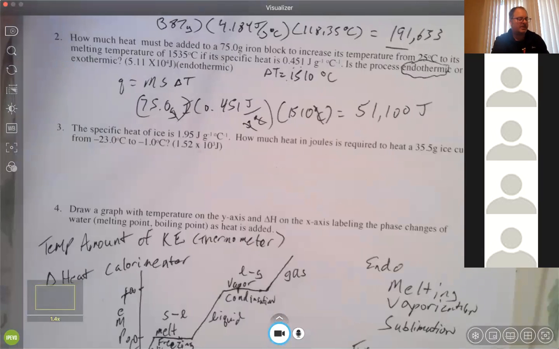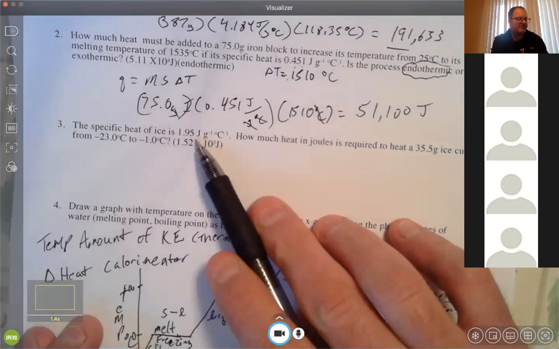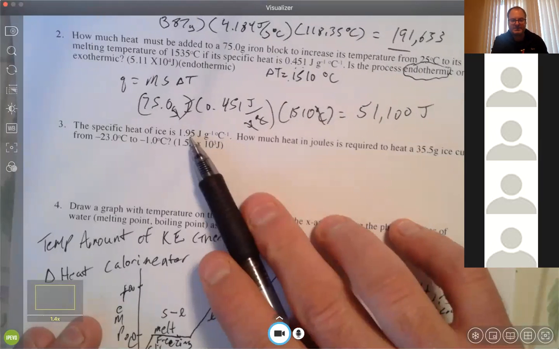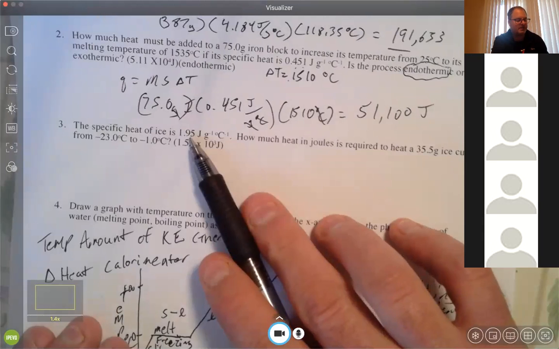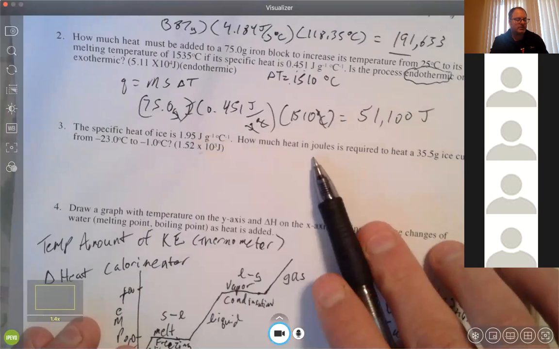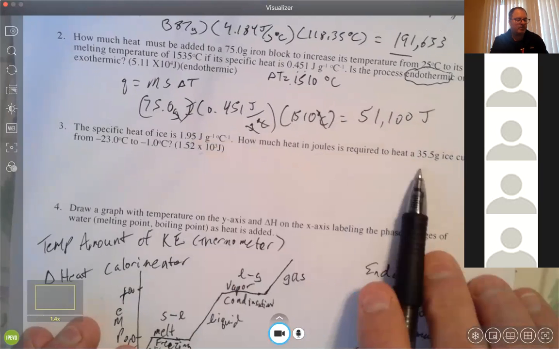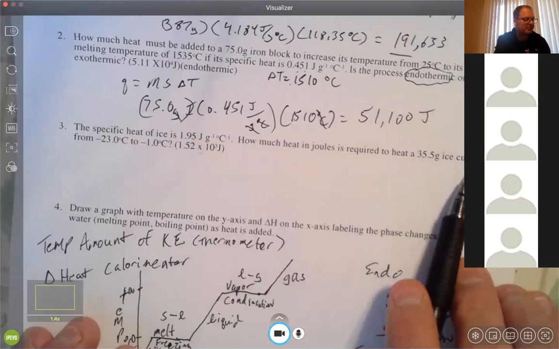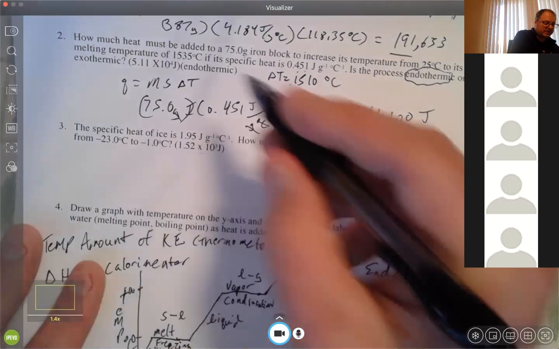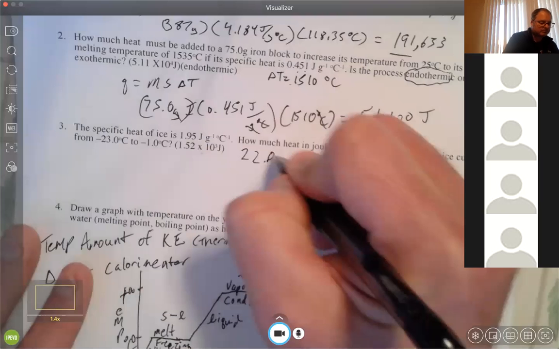The specific heat capacity of ice is 1.95 joules per gram degree Celsius. Notice that water and ice are different; they have different values because of their state of matter. How much heat in joules is required to heat a 35.5 gram ice cube from -23 to -1? So that's a change of 22 degrees Celsius.